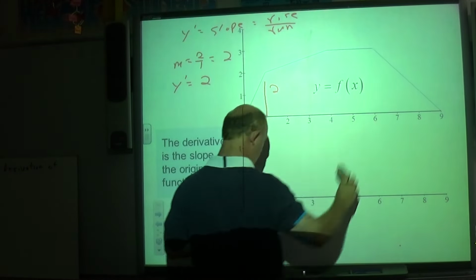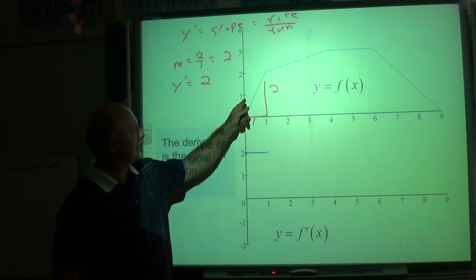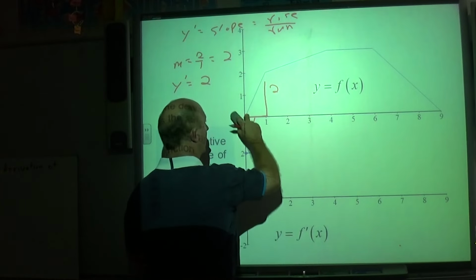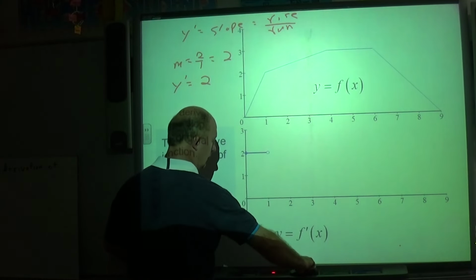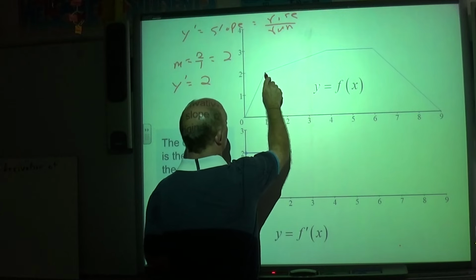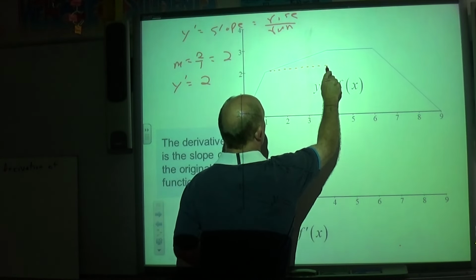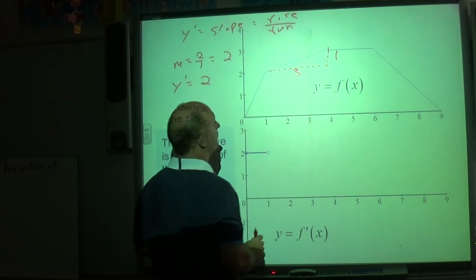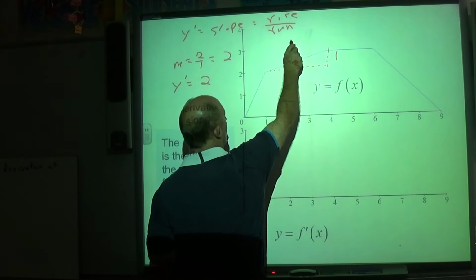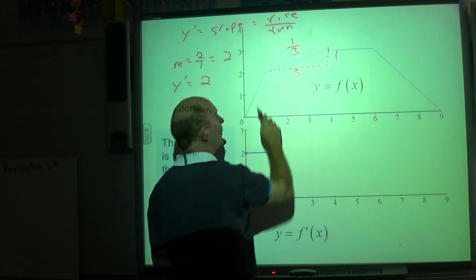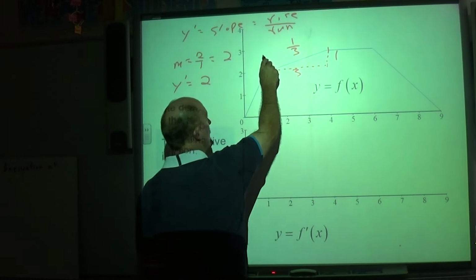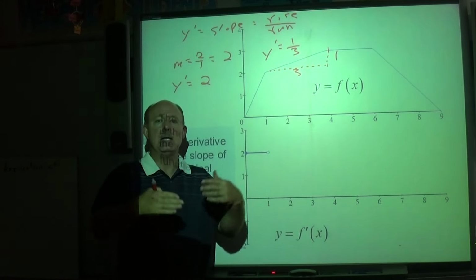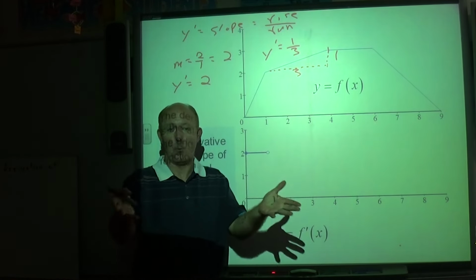Now let's get the slope of our tangent line from 1 to 4. To get the slope of this tangent line, we would have to go to the right and then up. So we're going to go to the right 3, then up 1. So the slope here is going to be, rise would be 1, run would be 3. So the slope is 1/3. That means the derivative is y prime equals 1/3, or 0.333.